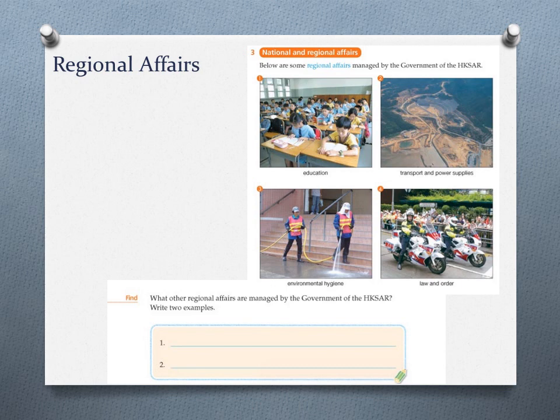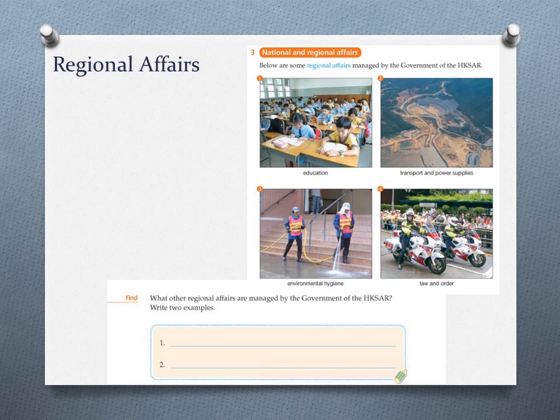Hong Kong government takes care of a lot of things. It takes care of the elderly, it takes care of the minority, it takes care of many other activities in Hong Kong, like public housing, greener Hong Kong. So you have to find out what other 2 activities the Hong Kong government is responsible for. This is called regional affairs.